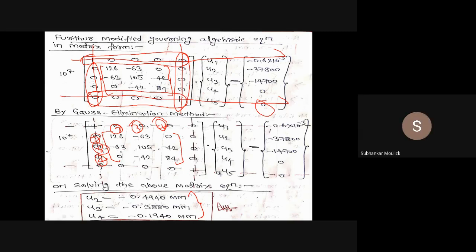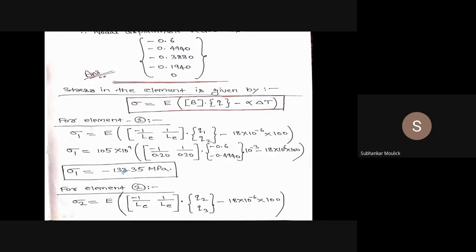Fine. So if you have got the values of U2, U3 and U4, at last we need to find out what? We need to find out element stresses. Element stress, we already know that sigma is equal to E into strain displacement matrix into Q or U. Q and U both are same. Either you call it as Q or you call it as U. That is the nodal element displacement vector, minus alpha delta T.